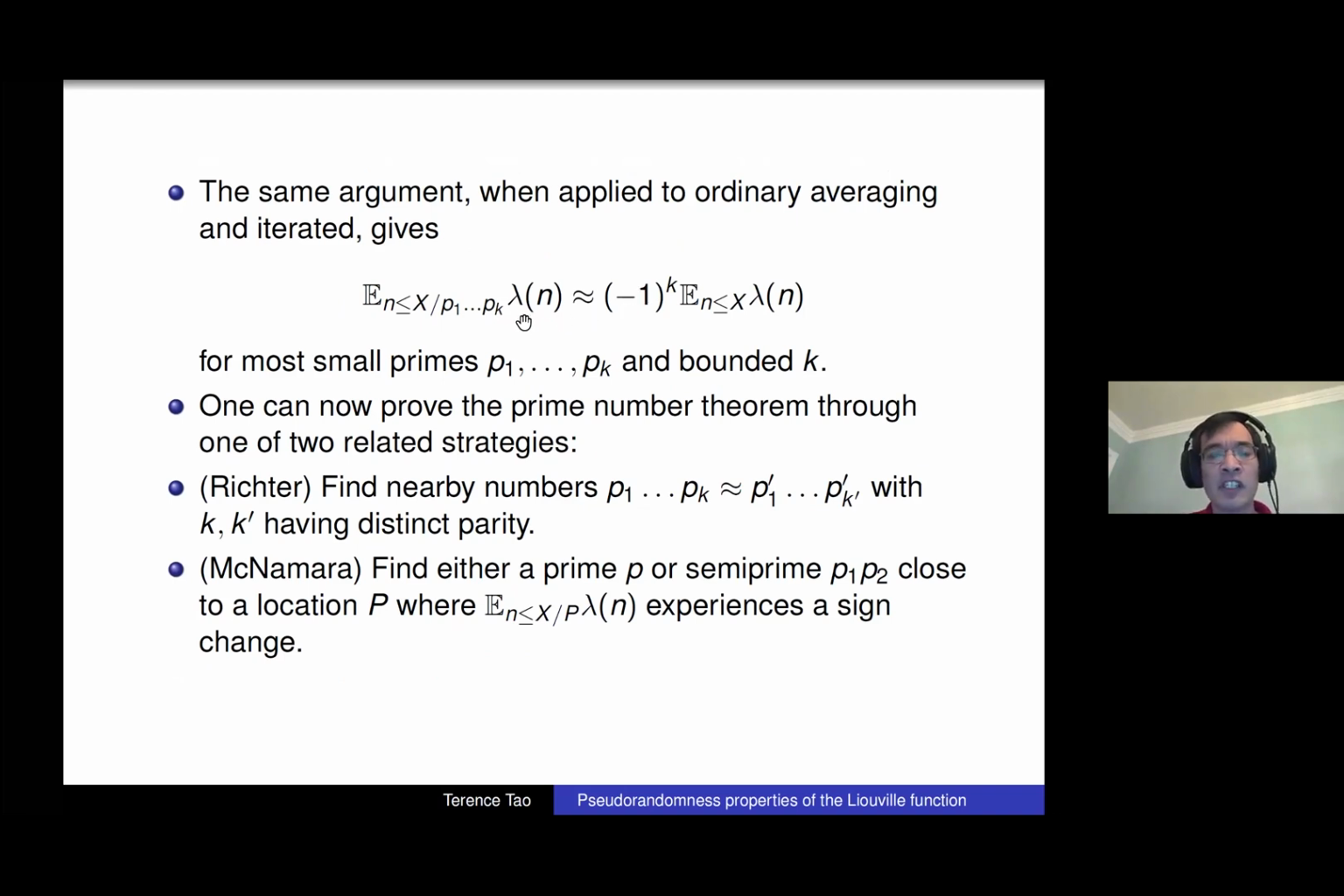What you can do is that you can first iterate. So when you take ordinary averages, then you still have this sort of scale invariance, but the limits of integration change. But then you can iterate it. So you can divide by a prime again and again.